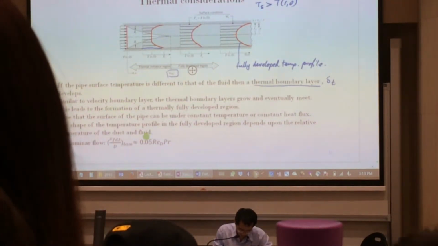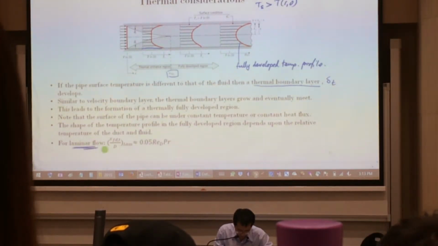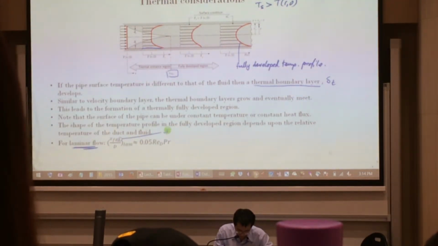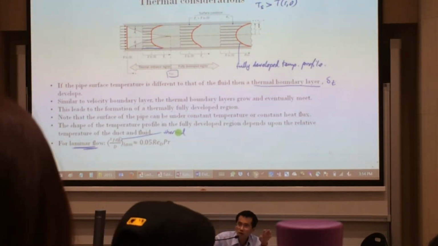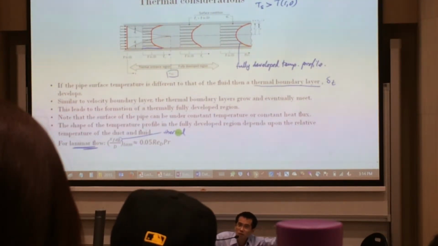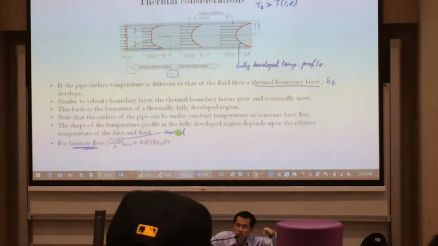For the laminar flow in this case, this small little t over there represents thermal. Just now it was h. That's for hydrodynamic flow. Hydrodynamic means it relates to velocity flow. The t here, thermal, refers to your temperature profile.